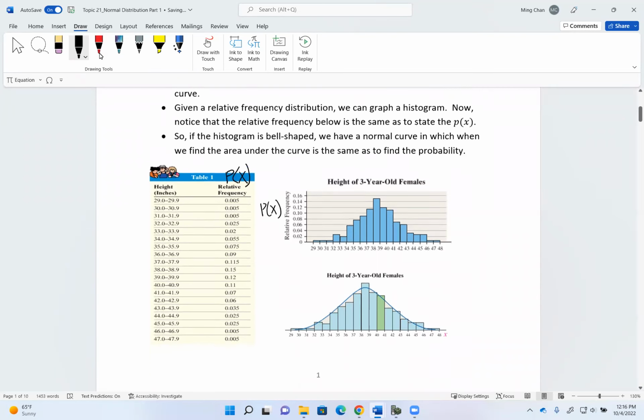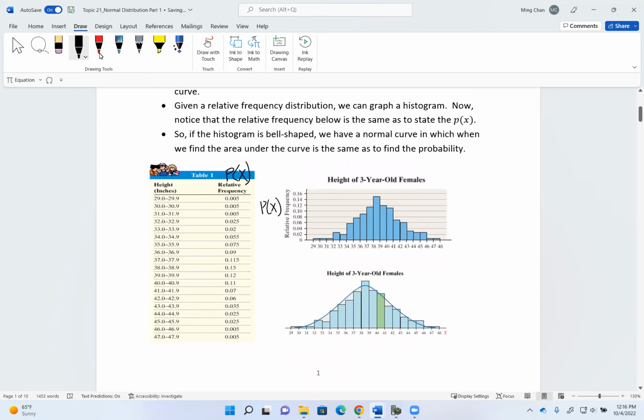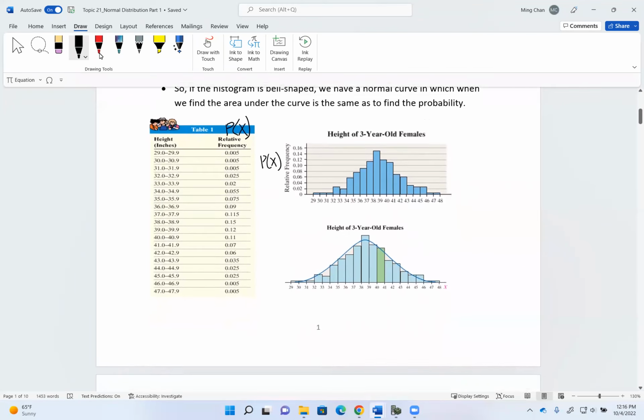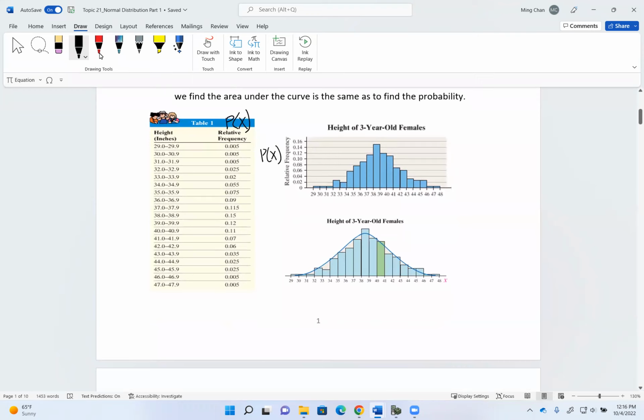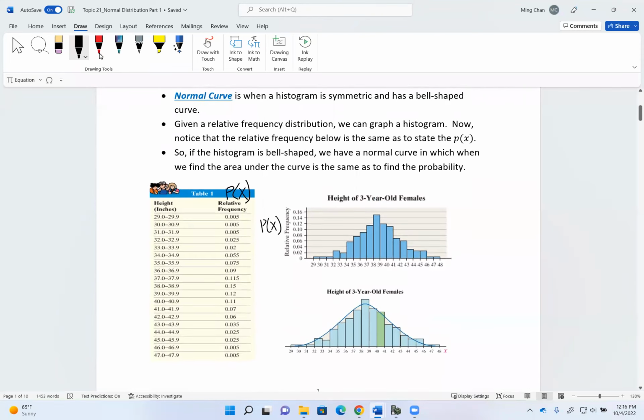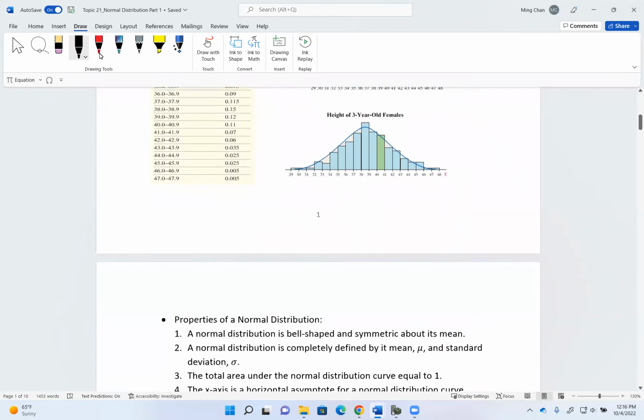From the introduction of the concept of probability distribution, we can see that the random variable x can be discrete, and it can also be continuous, but the relative frequency can be viewed as a probability. So if my histogram looks like a bell curve shape, then what we have here is a normal distribution.